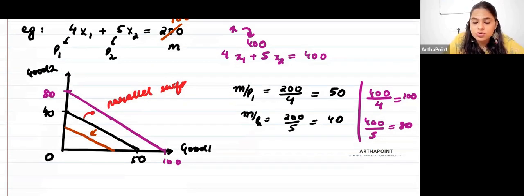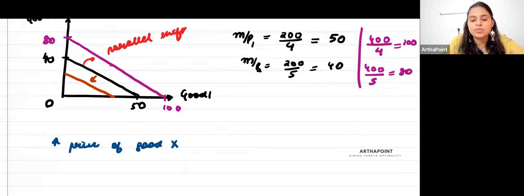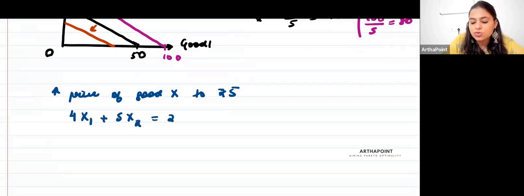Now suppose I tell you that there is an increase in the price of good X to 5. So earlier the price of good X was 4. Now the price of good X is 5. So when it was 4, my budget line was 4x1 plus 5x2 is equal to 200. Now, if it is 5, my budget line will be 5x1 plus 5x2 is equal to 200.